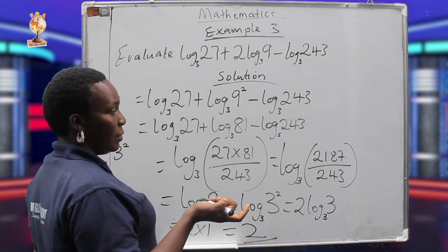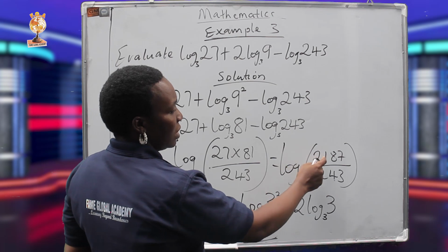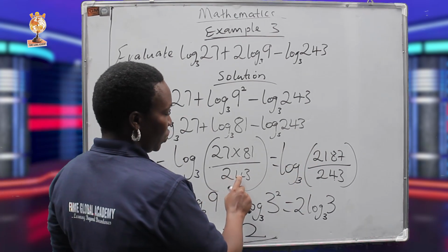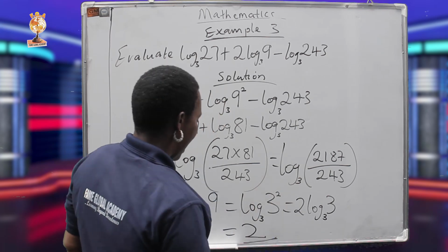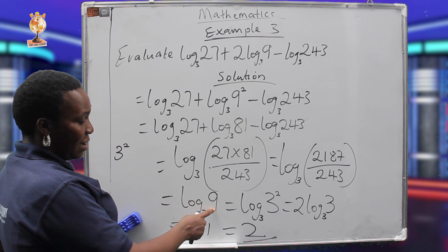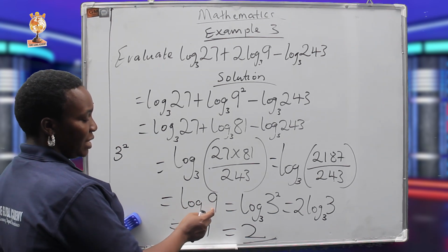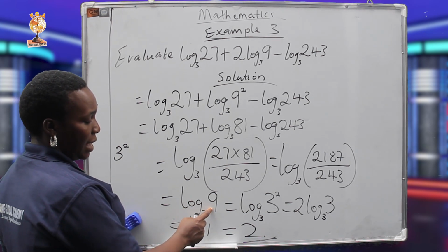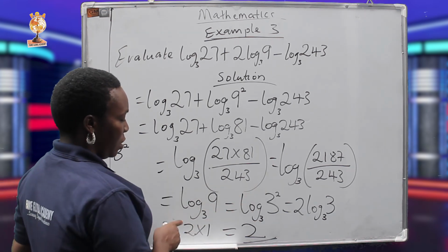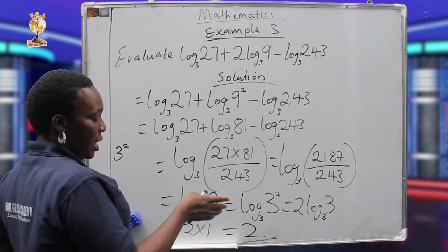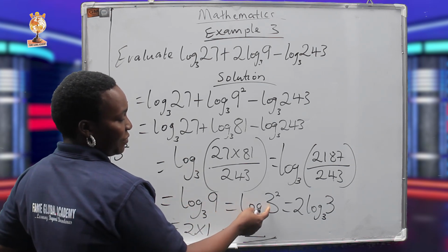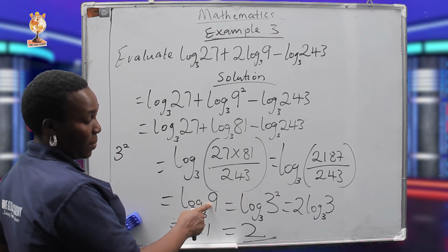So if you use your calculator, 27 times 81, that will give us 2,187. Divide by 243, and that will give us what? 9. Now, when you have this 9, 9 is a perfect square number. So you find the index form of 9. And the index form of 9 is what? 3 raised to the power of 2. Because of this 3 here, our aim is to make it the logarithm of its own base. Okay, so we have 3 raised to the power of 2 representing our 9.